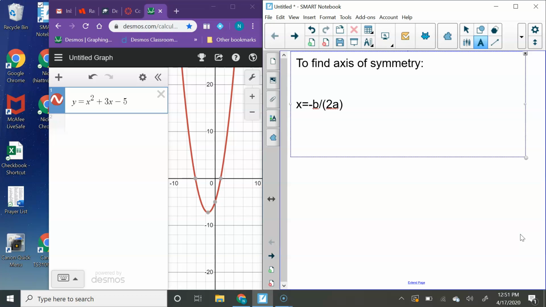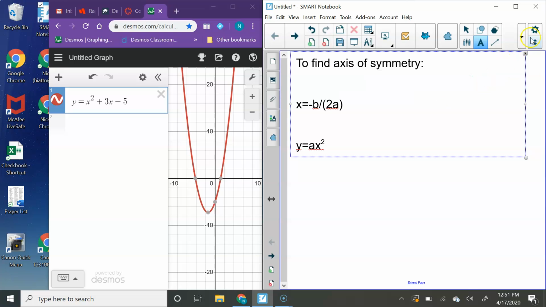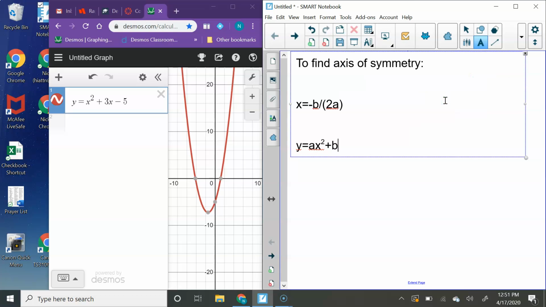And whenever I use that a and b, that is assuming that the parabola is in standard form. Standard form looks like this: y equals ax squared plus bx plus c. So a is the number that goes with your x squared term, b is the number that goes with your x term, and c is the constant. So we don't use c at all for our axis of symmetry.